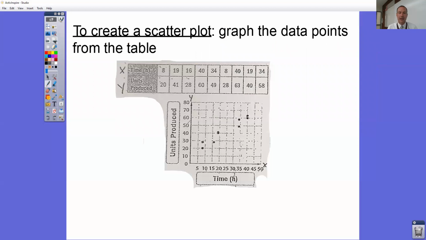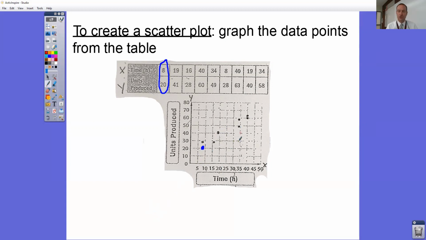The next type is creating a scatter plot. So when you create a scatter plot, you just have to look at your data points and graph them. So like this first point is 8, 20. So we would go over to 8, we'd go up to 20, and we would put a dot right there. Remember that in a scatter plot, you do not connect the dots, all right? You don't connect the dots in a scatter plot.